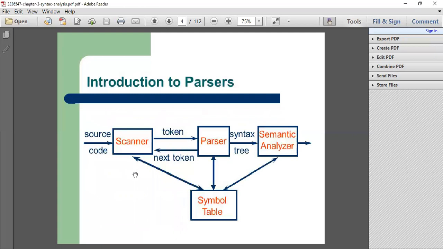So what is a parser? It is nothing but a syntax analyzer, right? The syntax analyzer in the compiler design process comes after the lexical analyzer. So after the scanner, this is the second phase of our compiler design. It is also known as the parse tree or a syntax tree. The parse tree is developed with the help of the predefined grammar of the language.